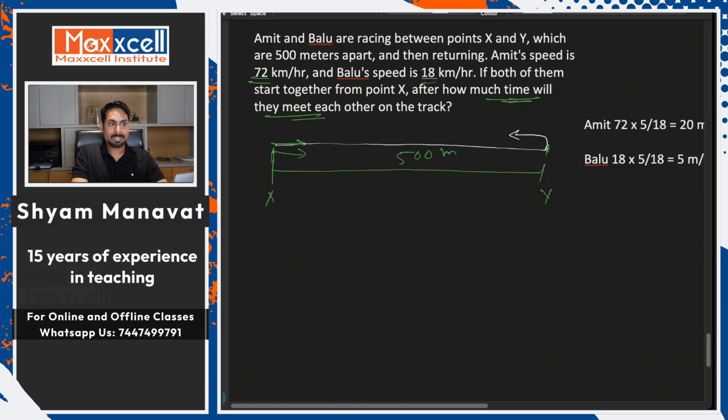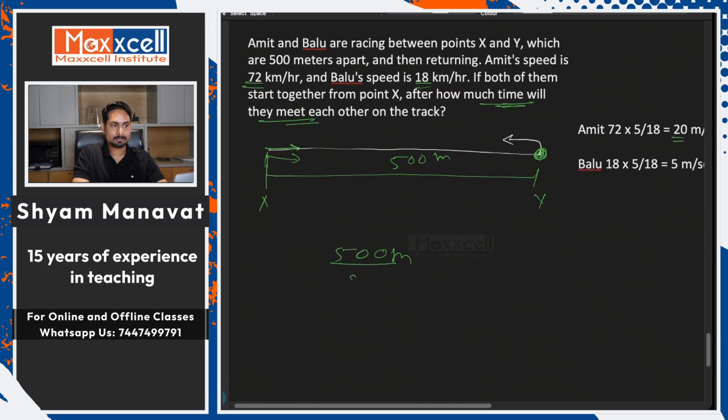It is with respect to time, right? So let's calculate after how much time Amit reaches point Y. To reach point Y, Amit has to travel 500 meters, with a speed of 20 meters per second. Distance upon speed is equal to time. So this will get you 25 seconds. That means in 25 seconds, Amit reaches point Y.